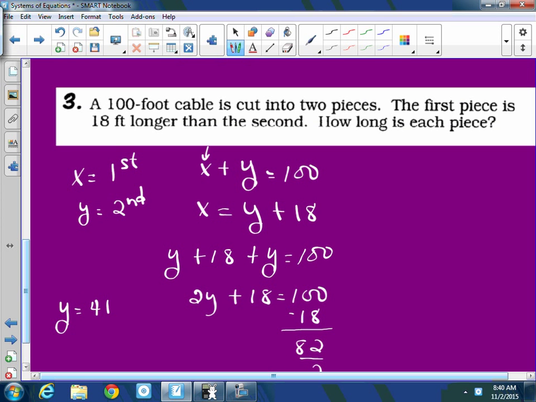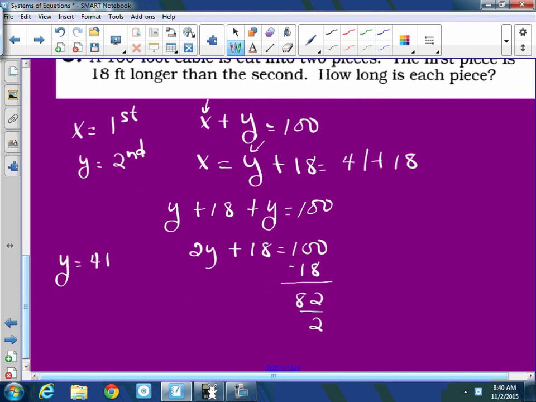Now I'm going to take that y and plug it in. Where would you plug it in? On the x equal to. Yeah, you're absolutely right. So that will be 41 plus 18, which means x equals 59. How can I make sure that this is correct? They should add up to how much? 100.